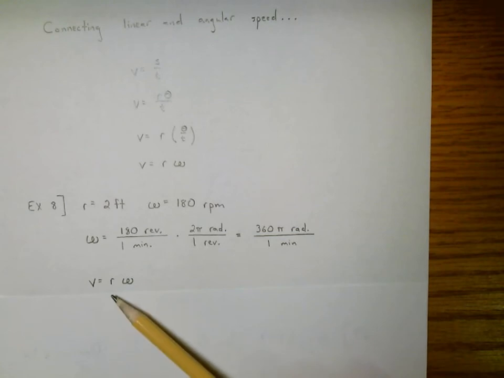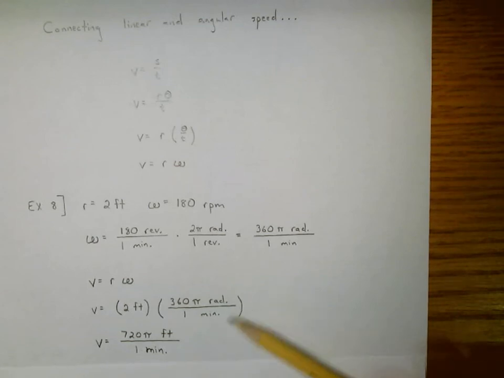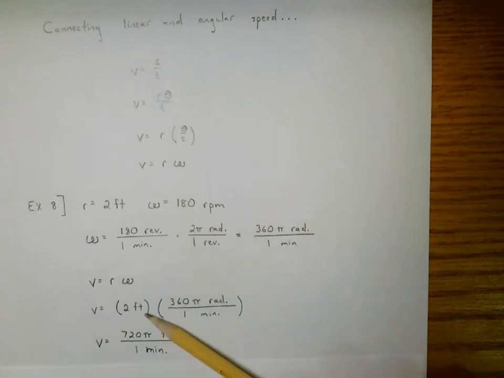Now, linear velocity equals radius times angular velocity. So v equals 2 feet times 360 pi radians per 1 minute. Multiplying here gives me 720 pi feet per 1 minute. Again, remember, radians are unitless. So my unit in the numerator is feet, and the denominator is minutes.